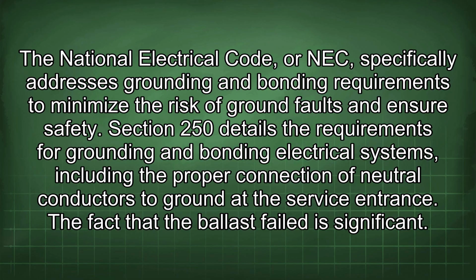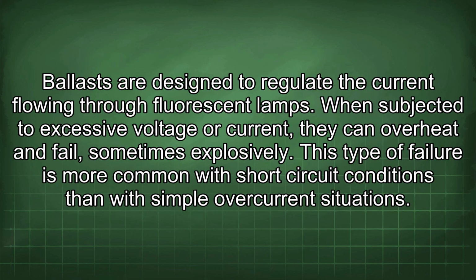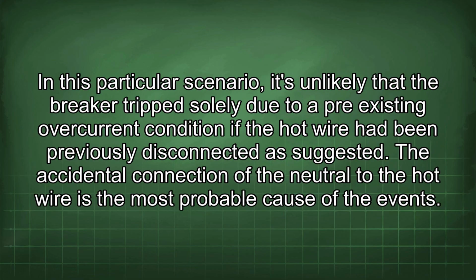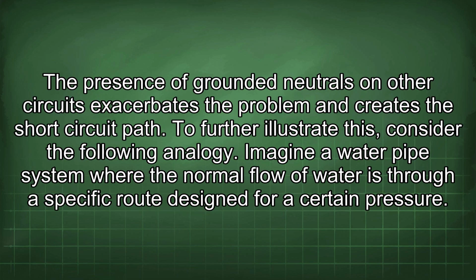The fact that the ballast failed is significant. Ballasts are designed to regulate the current flow through fluorescent lamps. When subjected to excessive voltage or current, they can overheat and fail, sometimes explosively. This type of failure is more common with short-circuit conditions than with simple overcurrent situations. In this particular scenario, it's unlikely that the breaker tripped solely due to a pre-existing overcurrent condition if the hot wire had been previously disconnected as suggested. The accidental connection of the neutral to the hot wire is the most probable cause of the event. The presence of grounded neutrals on other circuits exacerbates the problem and creates the short circuit path.